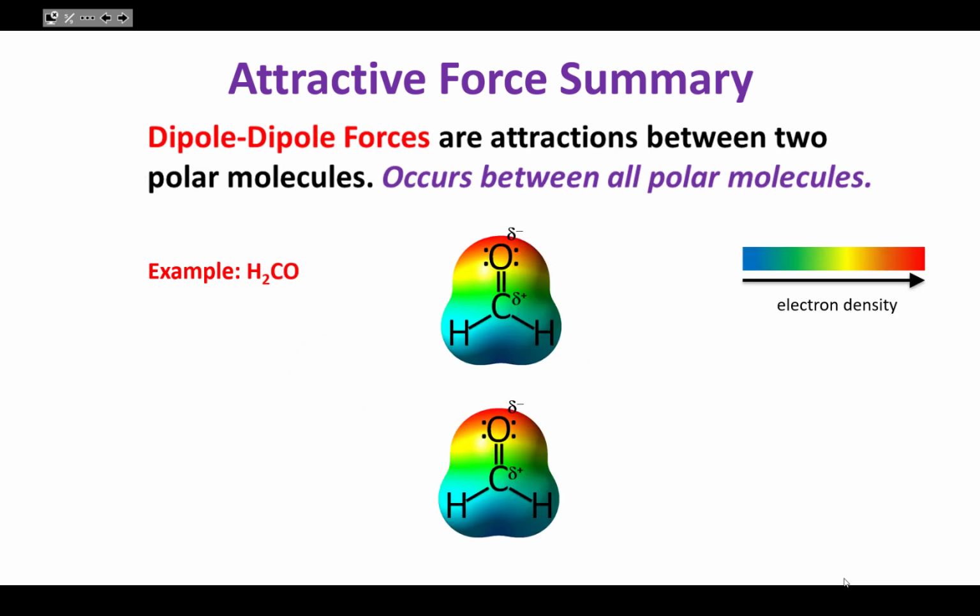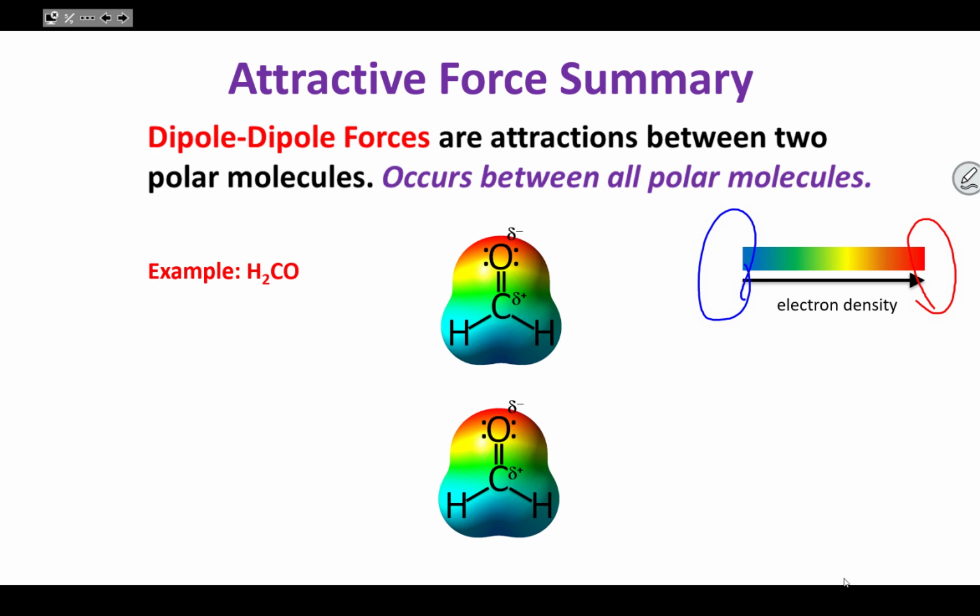Next, an attractive force and also an intermolecular force are attractions between two polar molecules. And this is going to occur between all polar molecules. My example is formaldehyde, or H2CO. In H2CO, what I have shown here is the molecule, but also an electron density map. And the blue region means it's electron deficient. And the red region is very electron rich.